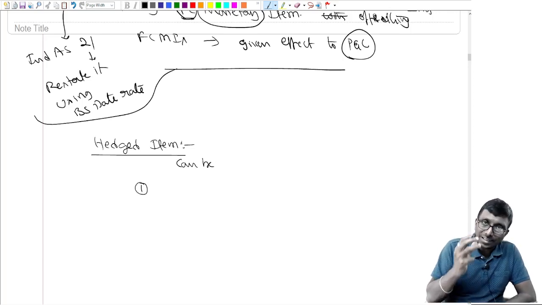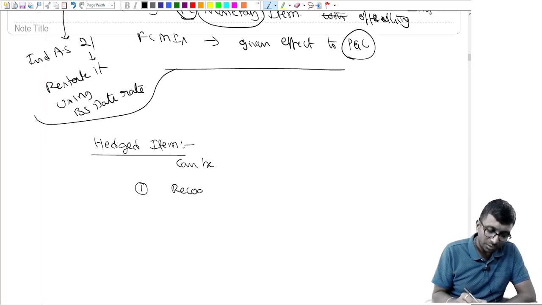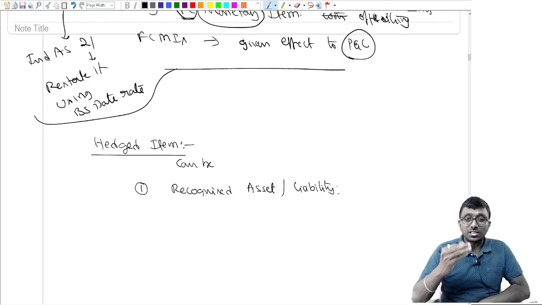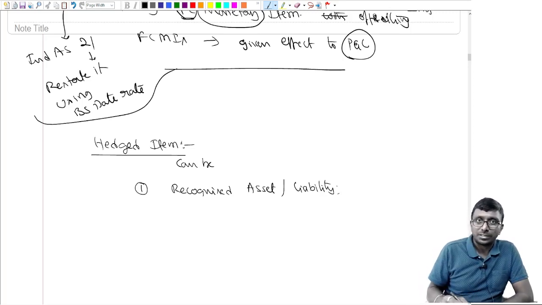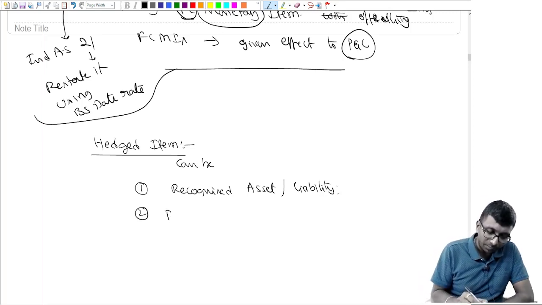The hedged item can be, first, a recognized asset or liability. Recognized means it is already recorded in the books and the financial statements, and exists in the balance sheet. Or it can be an unrecognized firm commitment. That is the second possibility: an unrecognized firm commitment.